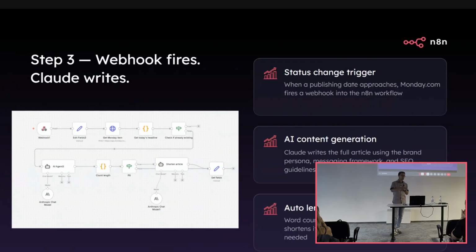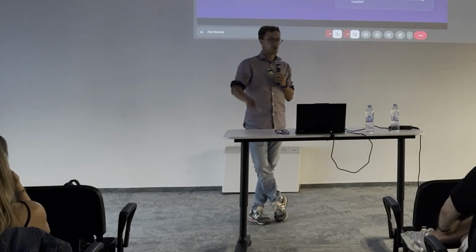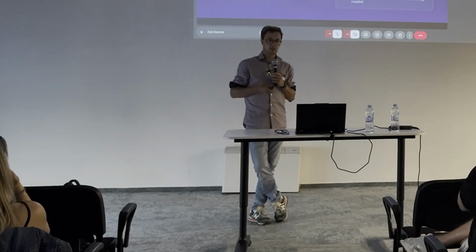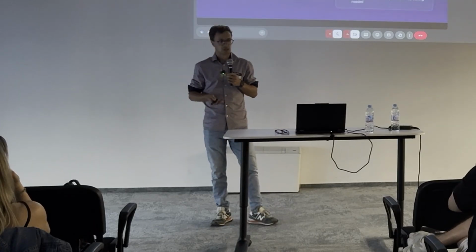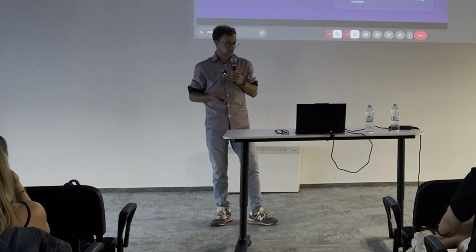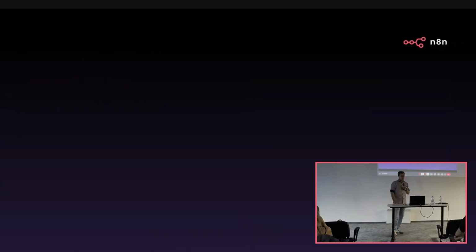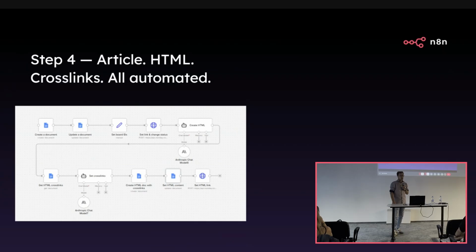So I have an if module in here, which is just checking if the length of the article is longer than X, it will automatically shorten the article while still keeping the sense and the topic of the article and the content. And then we have our article ready as a raw article. So this is just the output in the AI module.